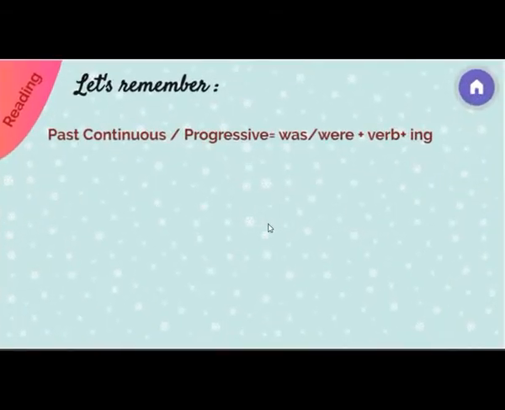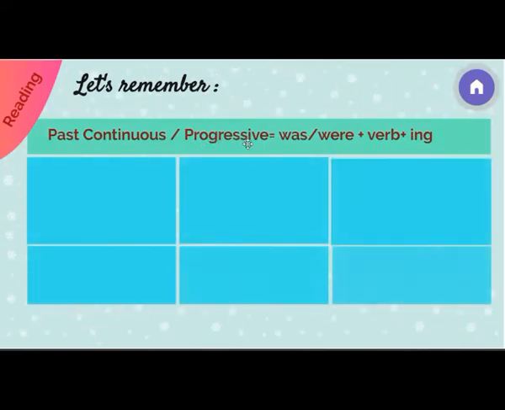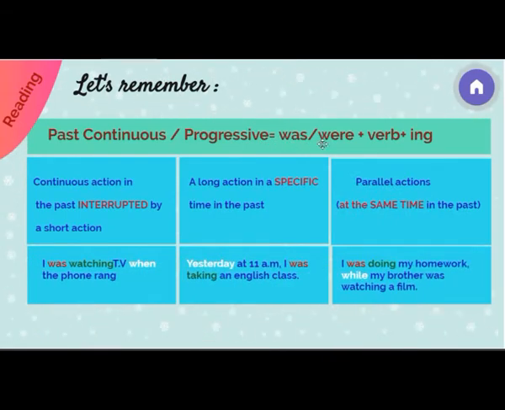We saw the past progressive tense or the past continuous tense in the 8th year program. Last year we saw it. So it's composed of 3 parts, was or were. Here we have the verb to be in the past, plus verb, plus ing. And it has 3 uses, or there are 3 cases in which we can use the past continuous or the past progressive tense. So 1, we use the past continuous to describe a continuous action in the past interrupted by a short action. A continuous action or a long action in the past interrupted by a short action.